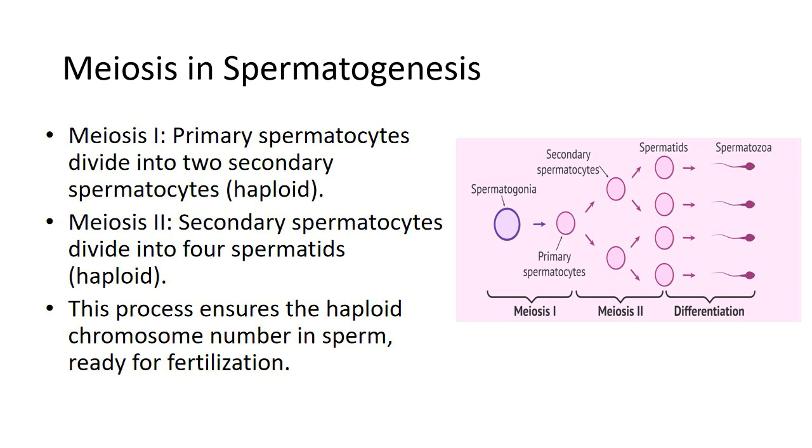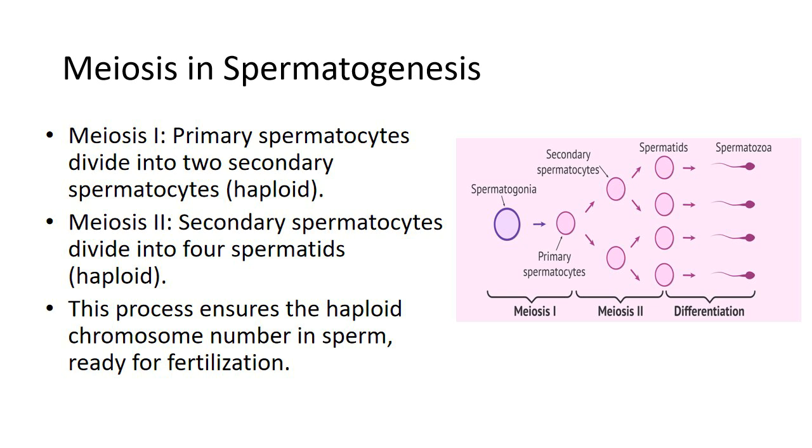Third, meiosis in spermatogenesis. Meiosis in spermatogenesis consists of two divisions. Meiosis 1 reduces the chromosome number by half from 46, diploid, to 23, haploid, leading to two secondary spermatocytes. Meiosis 2 separates the chromatids, forming 4 haploid spermatids, each with 23 chromosomes.